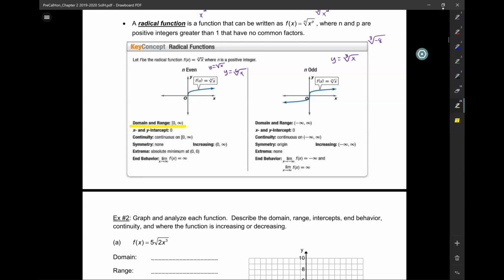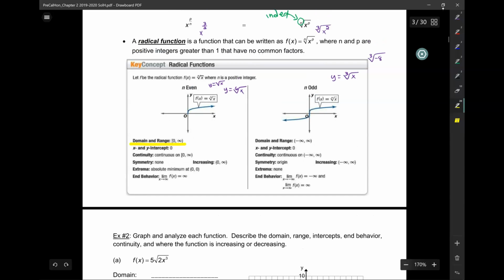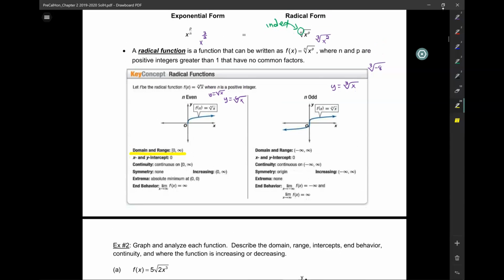Yes? I just have a question for the thing at the top. With the x and the 3 halves. It says the n is on the bottom. Oh, sorry. This is supposed to be the other way around.